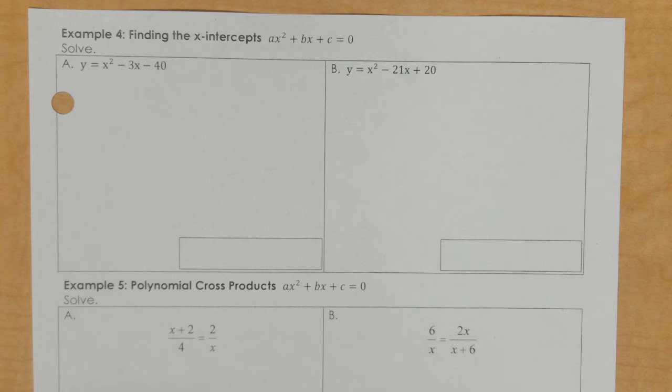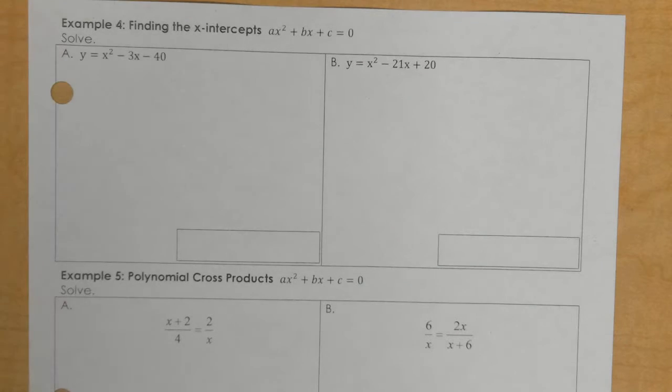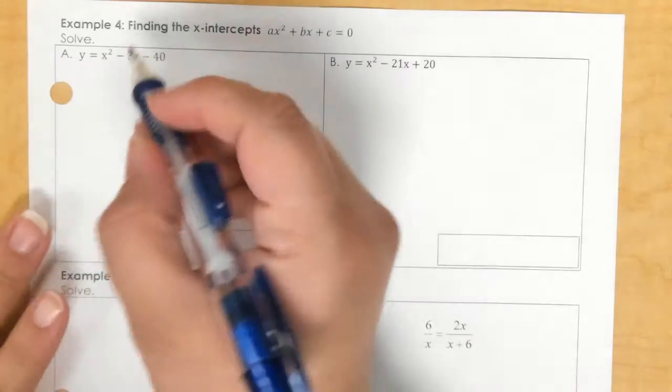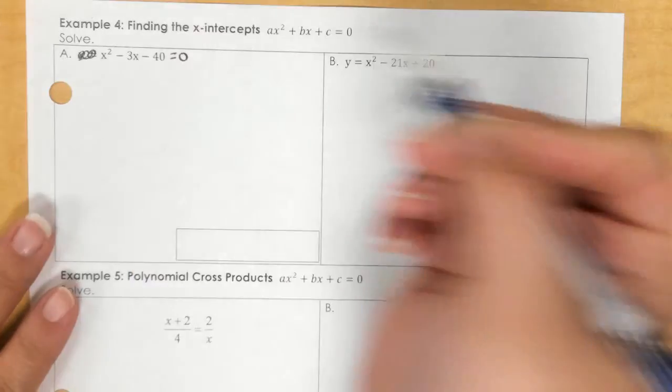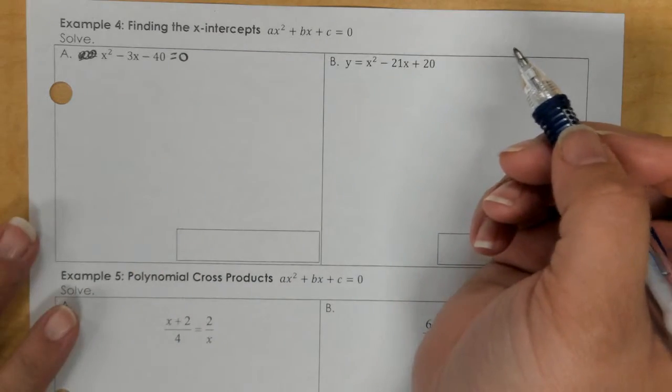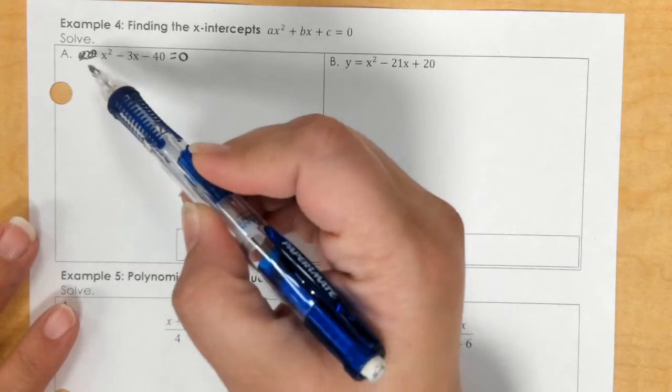For example 4, finding the x-intercepts, also the same thing as solving for x. We see that we have it in standard form, but we have a y equals instead of a 0. And so what we're going to do is take that off and just make it equal 0. Okay, still solving the same thing. So in this case, this is just x factor.